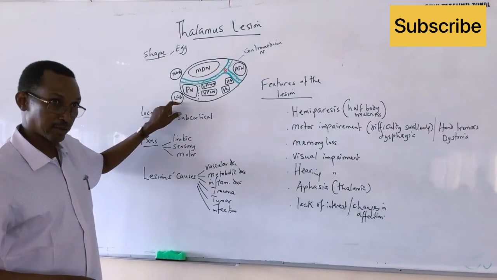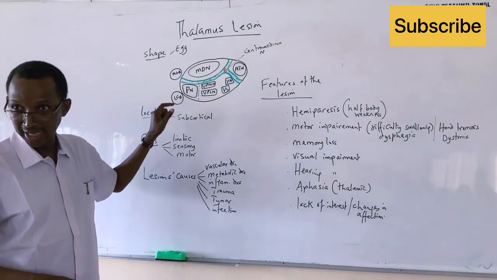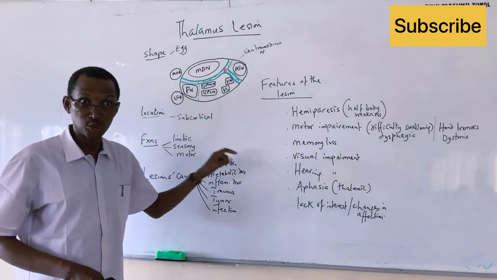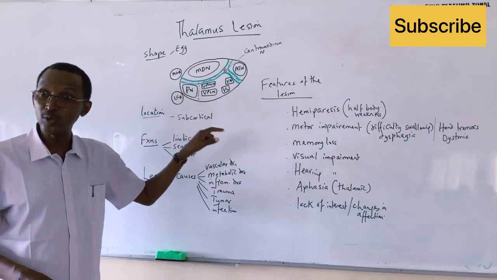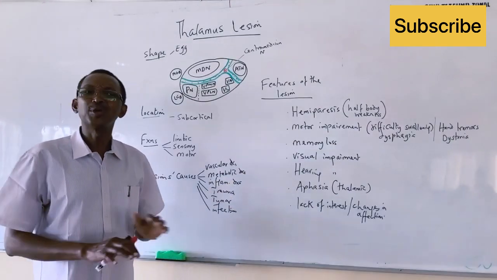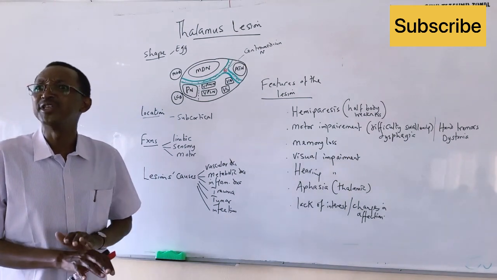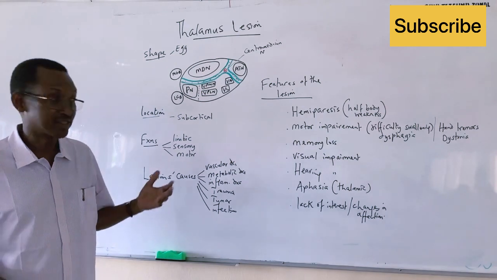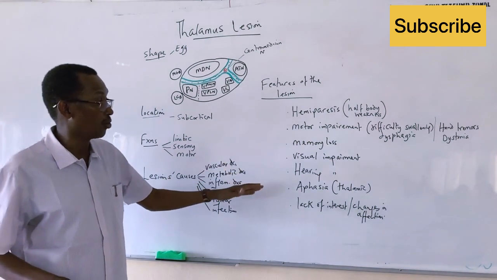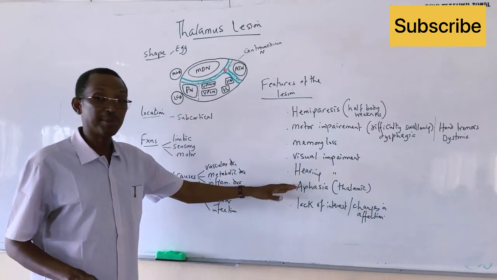Similarly, if the lateral geniculate body is damaged, that means there is going to be visual impairment. If the medial geniculate body is affected, that means there is going to be hearing impairment. So everything now is very simple for you to understand. You don't even need to memorize these things. Other things that you may likely know: there is what we call thalamic aphasia.